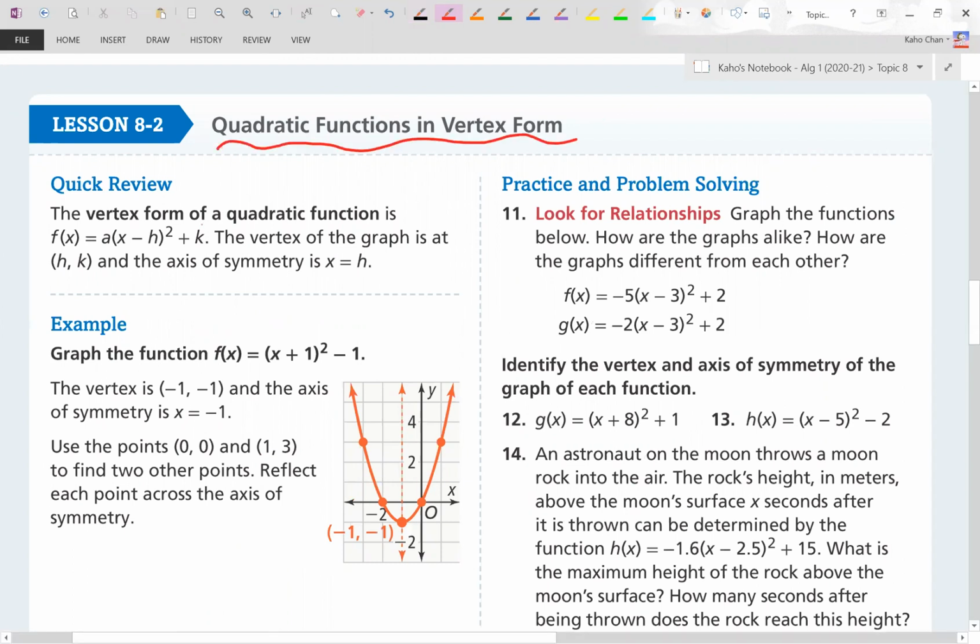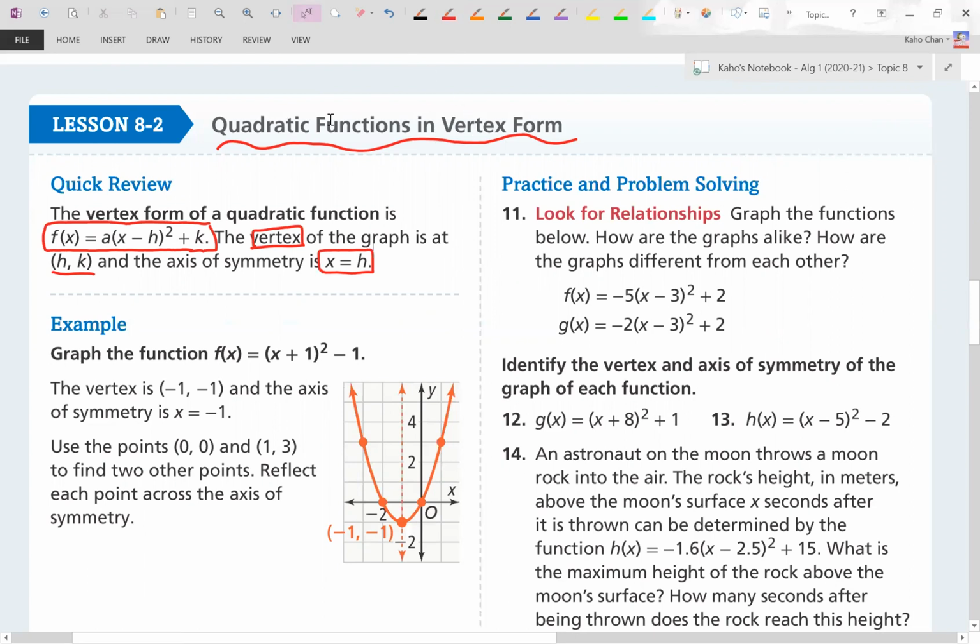And the formula for that is right here. F of x equals a times x minus h squared plus k. H and k in that particular form will give you something called the vertex. The axis of symmetry's formula is x equals h.